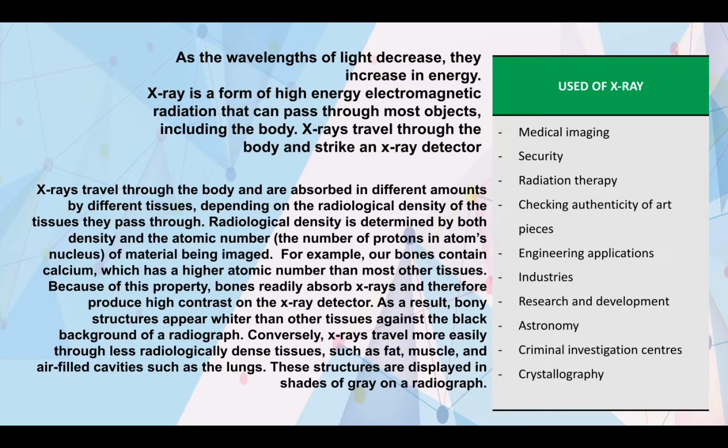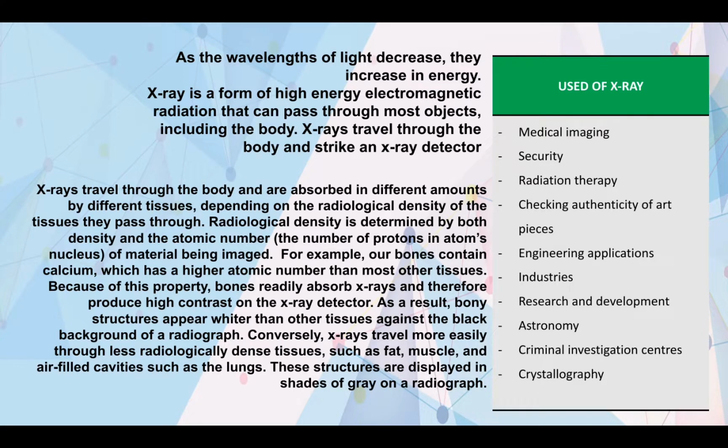X-rays travel through the body and are absorbed in different amounts by different tissues, depending on the radiological density of the tissues they pass through. Radiological density is determined by both density and the atomic number. For example, our bones contain calcium, which has a higher atomic number than most other tissues. Because of this property, bones readily absorb X-rays and therefore produce high contrast on the X-ray detector. As a result, bony structures appear whiter than other tissues against the black background of a radiograph.